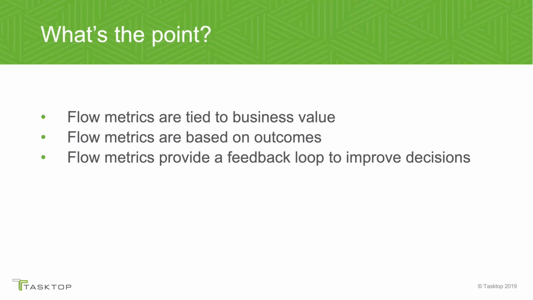The flow metrics are based on outcomes, so we see what happened when. And they provide a feedback loop to improve your decisions. So it is a repetitive loop. If you see that your flow efficiency is going up or down, make a tweak, change your process, see if that helps. If you see that your work in progress is going up or down, dig into it, find out why.